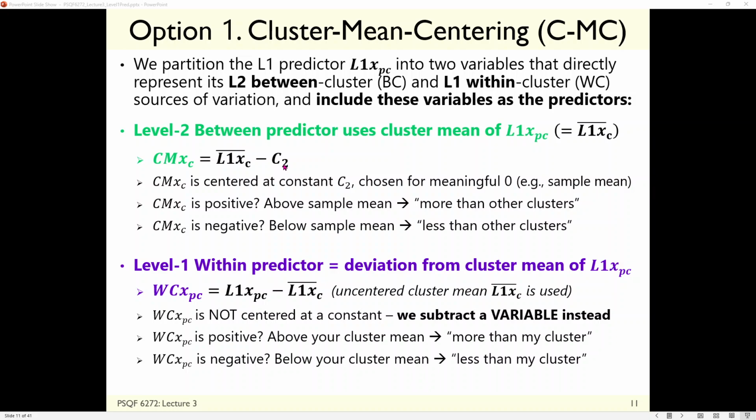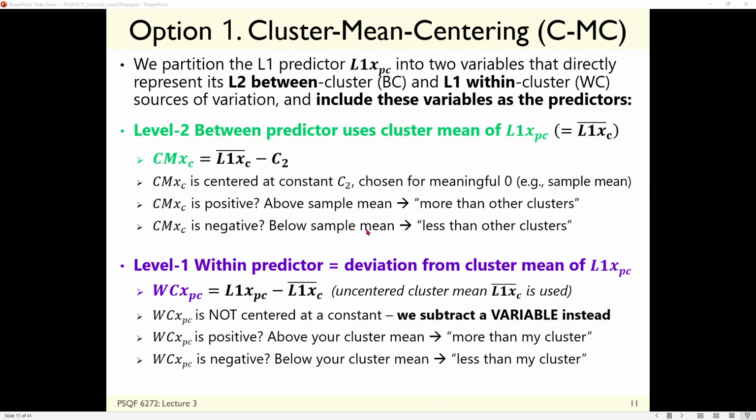Okay. So let's say that I pick the mean of this variable in my sample as my C2 constant. Then if that's how I set it up, this stands for cluster mean x. That's what CM stands for here. This is the result of this transformation. So if I have a positive value of cluster mean x, that means my cluster is higher than other clusters on average. If I had a negative value, my cluster is lower than other clusters on average, because I've centered at what average is. So a 0 value would mean a cluster whose average is the average amount of level 1 x for its students. So that's the level 2 part.